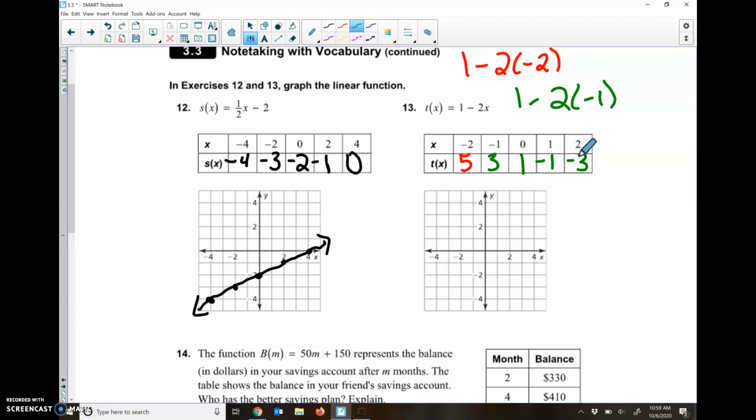And again, we kind of see a pattern here, kind of like here. Negative 4, negative 3, negative 2, negative 1, 0. And then the pattern here, 5, 3, 1, negative 1, negative 3. Okay, so if I graph these: negative 2, 5; negative 1, 3; 0, 1; 1, negative 1; then 2, negative 3. So I'm going to get my straight line there.